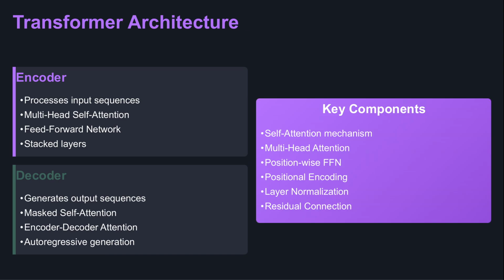The transformer has two main parts, an encoder and a decoder. The encoder digests input using multi-head self-attention and feed-forward layers stacked together. The decoder generates output with masked self-attention and attention to the encoder for autoregressive generation. Throughout, you will see components like positional encoding, layer normalization, and residual connections keeping things stable.